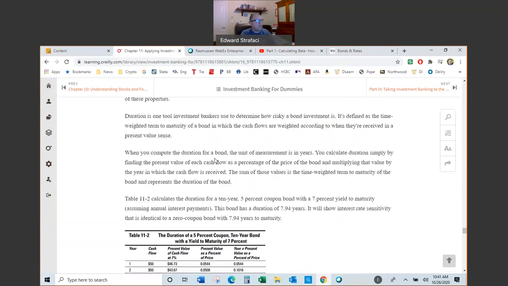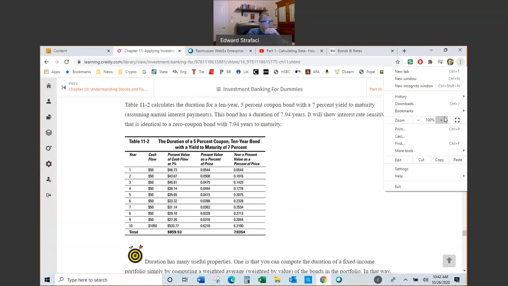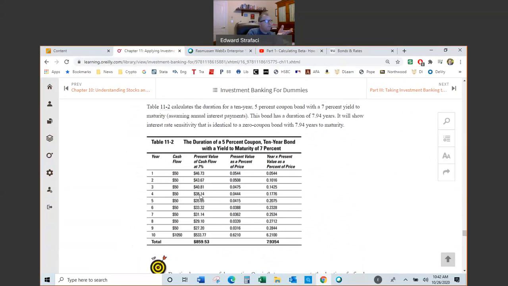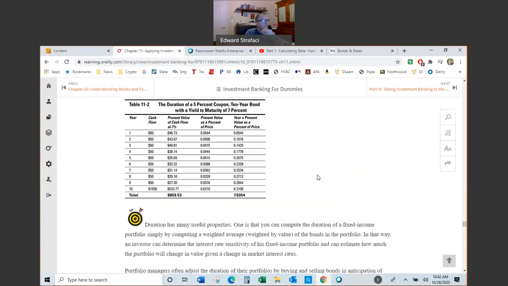And finally, duration is a measure of how long the bond actually lasts. It's a very complicated calculation. It's the weighted average of all your payments. Let's see if I can expand this. This particular bond has these different cash flows, and then based on the discount rate, we look at the present value. Then we find the weighted average of the present values and we get the duration. In this case, it's 7.9. So a 10-year bond actually has a life of 7.9 years because you're getting money ahead of time. That's what duration tells us about the life of the bond.